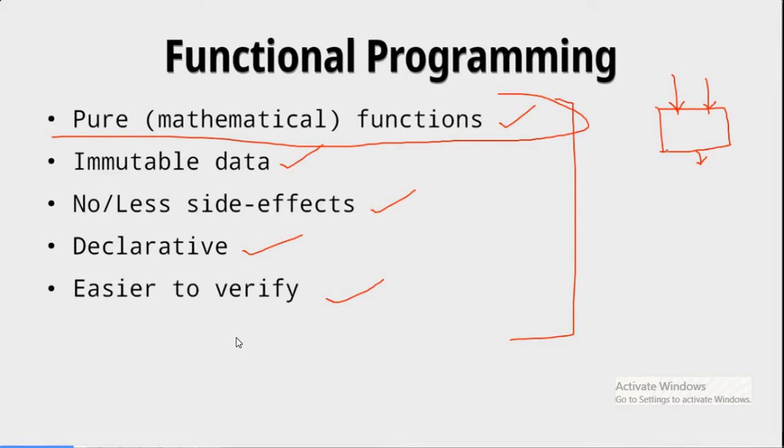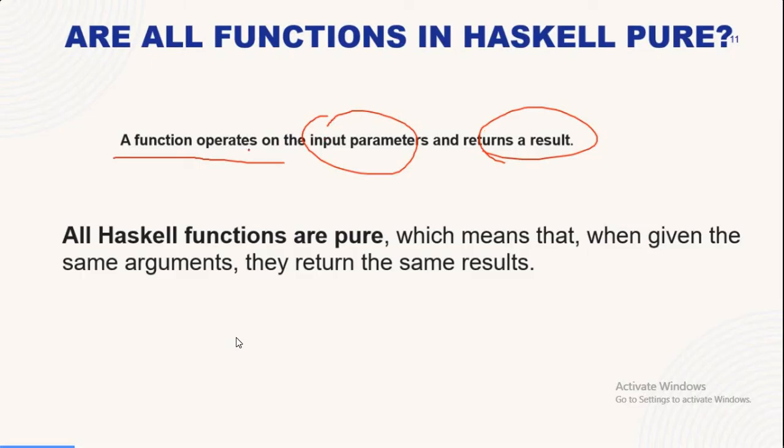Later I will show you the details using some programs. Now this is the basic funda, means a function operates on the input parameters on one side, and on another side it's written a result. And in Haskell all the functions are pure. That means when you give some arguments or some input, it will return some output. Is it okay?